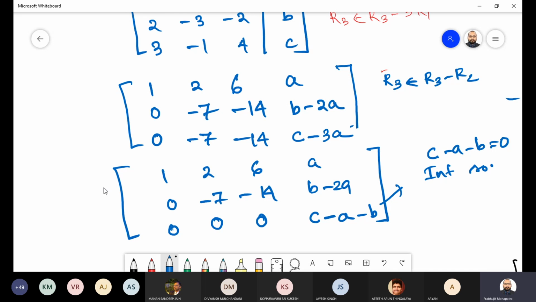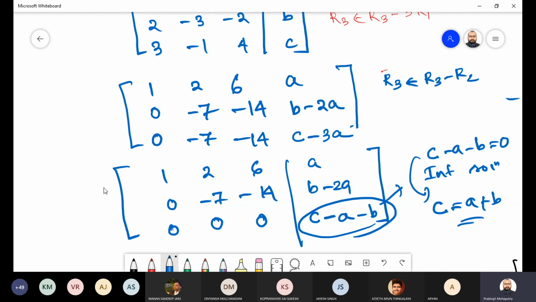Or you can write, if this right hand side is becoming 0, then you are going to have infinite number of solutions, or you can write C equals A plus B. The system will have infinite number of solutions. As the left hand side is 0, we will have either no solution or infinite number of solutions. We are not going to get a unique solution because here the determinant is 0. Understood or not?